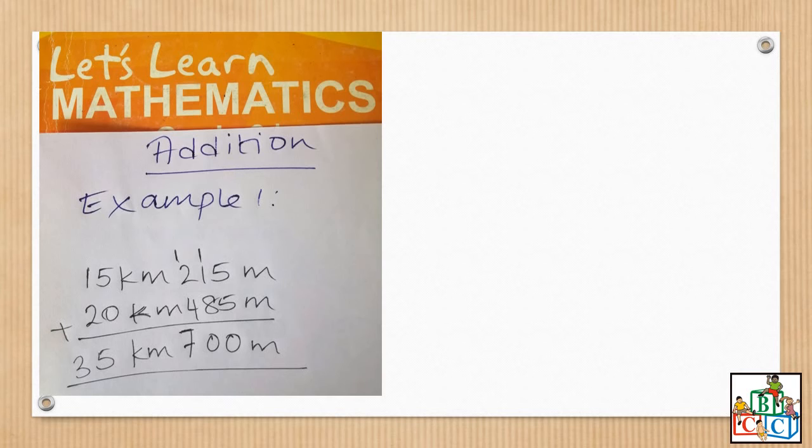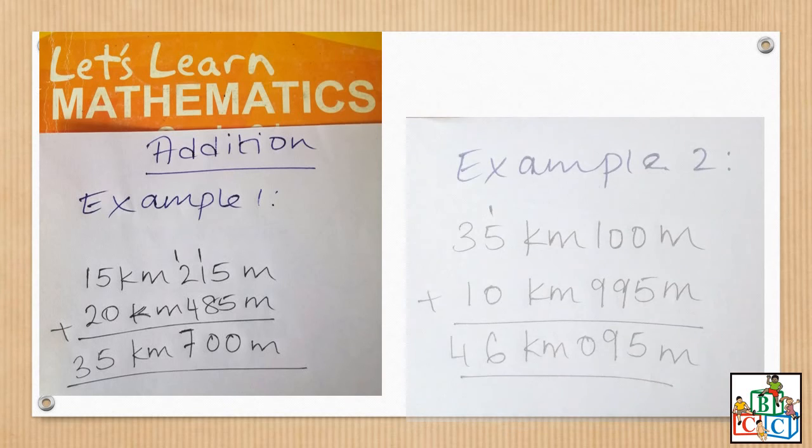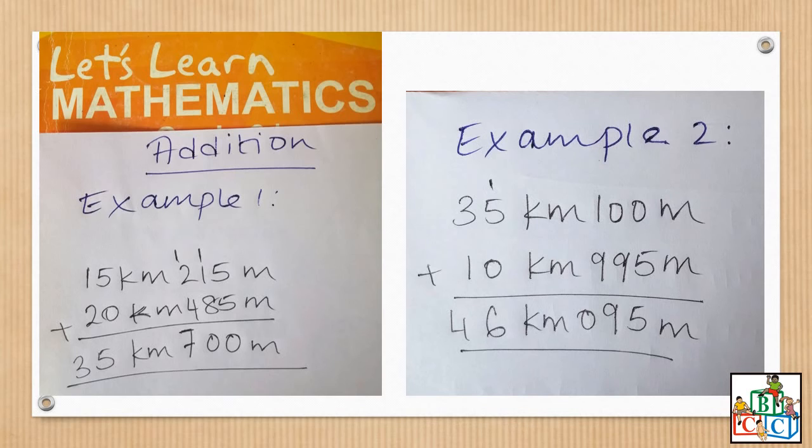Let's see exercise 2, example 2. 35 kilometers 100 meters plus 10 kilometers 995 meters. Your answer is 46 kilometers and 95 meters.